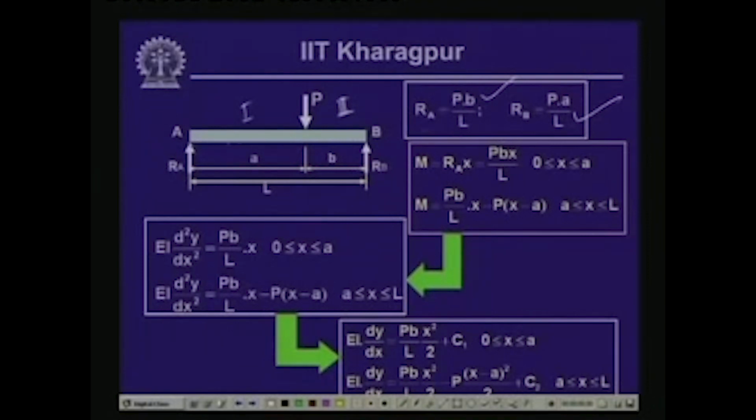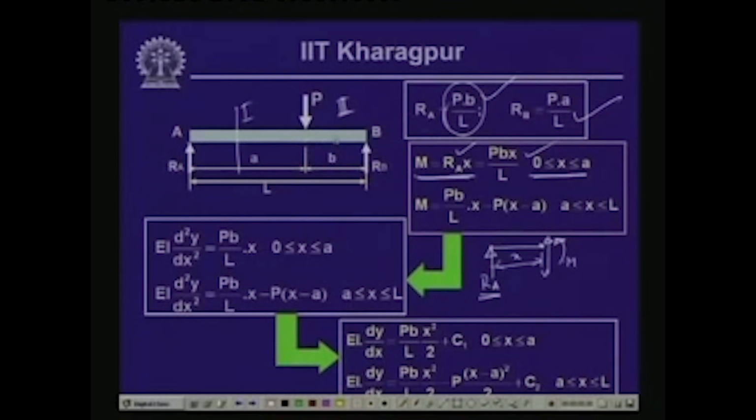Now, for segment 1 from 0 to A, if we take a cut and draw the free body of the left support, we have the reactive force R A, and on this cut you have the balancing shear force V and the bending moment M. If we take the moment of all the forces with respect to this point, which is at a distance of x from the left support, M is equal to R A times x, and R A being P B by L, M is equal to P B x by L. This expression for the bending moment is valid between 0 to A, but as soon as we go beyond this loading, it is no longer valid, because the contribution of this load will come into the picture.